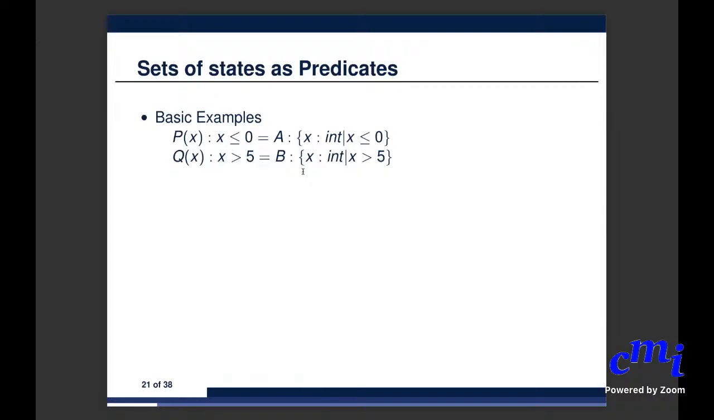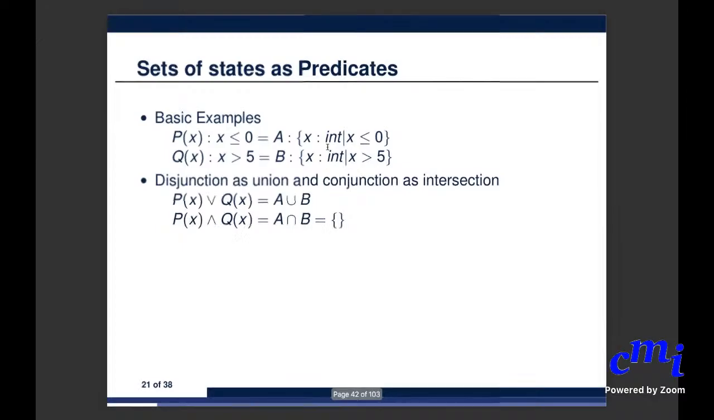Okay. And what I have here are some simple examples which, when you review them, you will get familiarized with how to view formulas and predicates as sets. For example, here the formula x less than or equal to 0, which defines P(x), exactly denotes this set. Then when you take disjunction, it is like taking the union. When you take conjunction of these two formulas, it is like taking intersection.